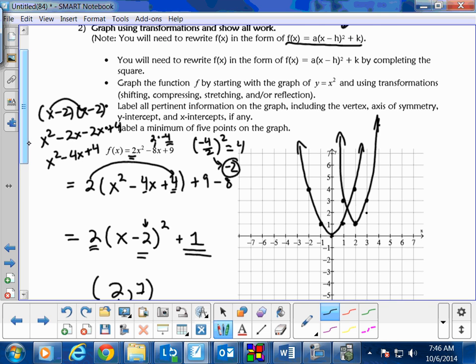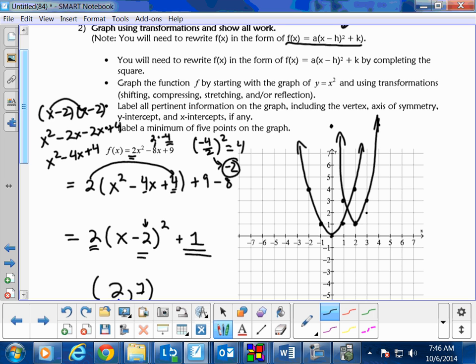Because, oh no, they do want 5 points. It says to label the 5 points, axis of symmetry, give all pertinent information on the graph, including the vertex, axis of symmetry, and everything else too. So in our case, let's go ahead and get the other values. With this one, it's going to cross at 0, 9. So let's put that there. And actually, that's probably what the other point's at, because yeah, it would be 0, 9. We have a point here.